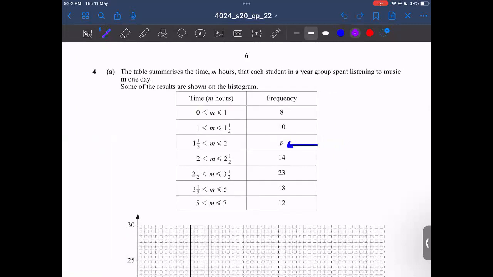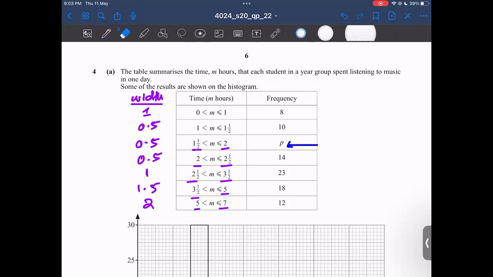How do I find out the class interval width? Upper class limit minus lower class limit. 1 minus 0 is 1. 1.5 minus 1 is 0.5. 2 minus 1.5 is 0.5. 2.5 minus 2 is 0.5. 3.5 minus 2.5 is 1. 5 minus 3.5 is 1.5. And 7 minus 5 is 2. So these are the values of the width. Since all widths are not equal, that's why the histogram is of frequency density.